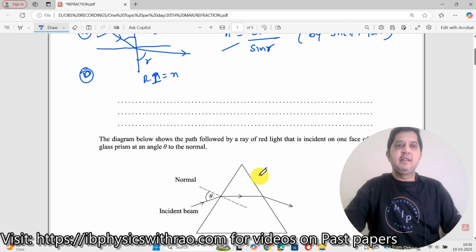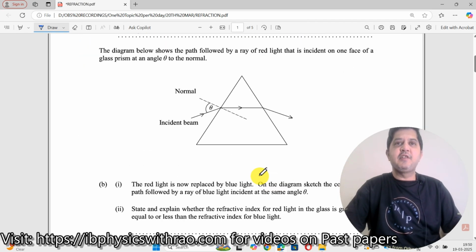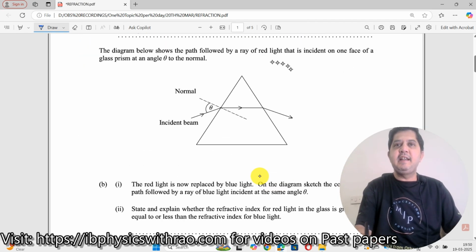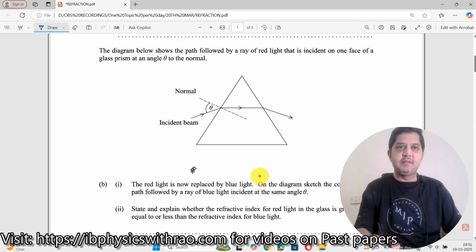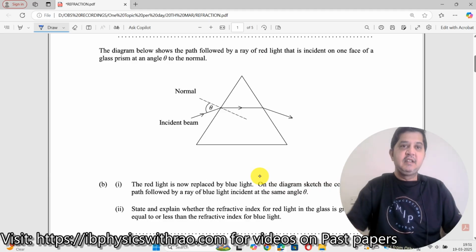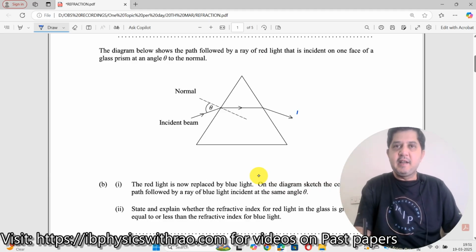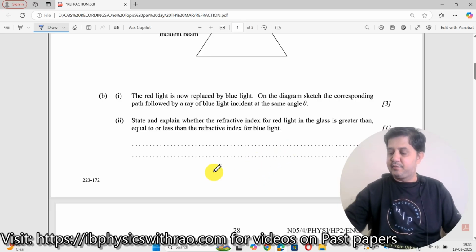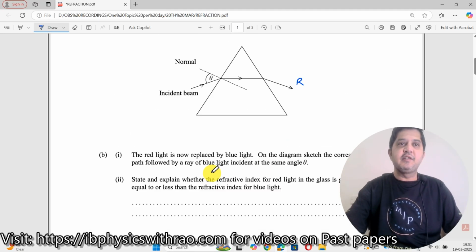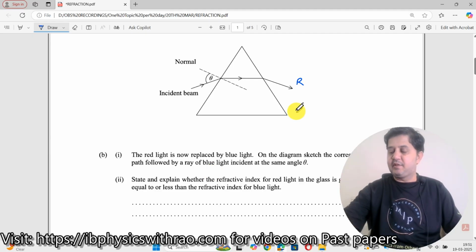Then the diagram shows the path followed by a ray of red light that is incident on one face of a glass prism at an angle theta to the normal. Okay, so look at this. This is the red light. Let me write red light over here. The red light is now replaced by a blue light. On the diagram, sketch the corresponding path followed by a ray of blue light incident at the same angle theta. This is what has been asked. So you need to sketch the diagram.